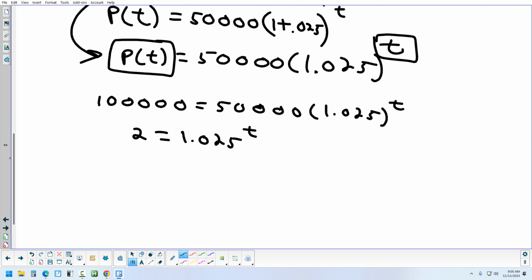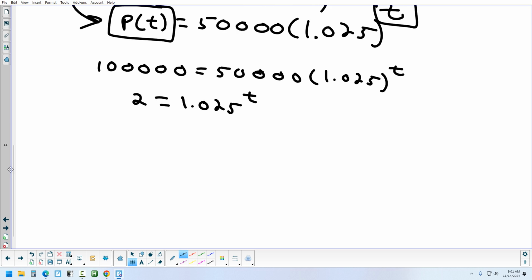Any questions on that so far? All right. Now, the reason we wouldn't see something like that in Algebra 1 is because you have a variable, and it's in the exponent. It's a variable that's in the exponent. So that's an exponential equation.